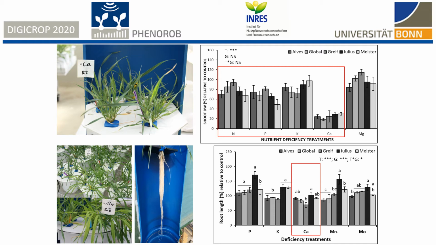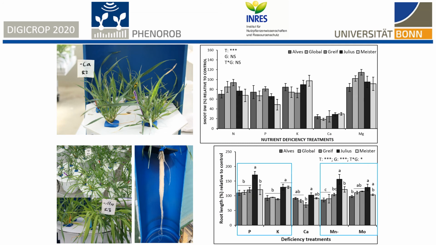As you see in the upper photo, there is extensive shoot biomass reduction in calcium deficiency. Calcium deficiency causes necrosis of growing points, and the symptom is very strong in weakly transpiring organs. Calcium is essential in maintaining cell structure and membrane integrity. The root length was also reduced in calcium deficiency treatment, which is the lower figure highlighted in red.